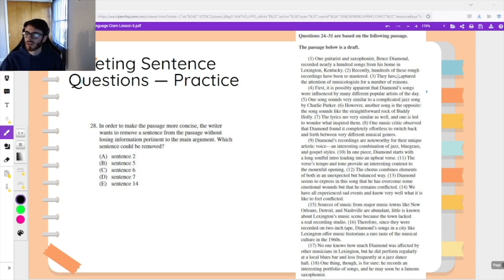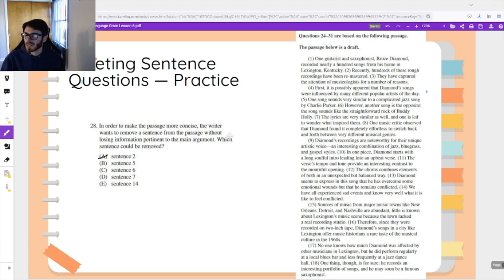So sentence 2, recently hundreds of these rough recordings have been remastered. No, I don't think we can delete that. It is providing more information about what happened to the recordings that he did in his home, right? After they were discovered, they were remastered. And because they were remastered, they've captured the attention of musicologists. So, no, sentence 2 is important here. It's not redundant, right? It's not irrelevant. We need sentence 2.